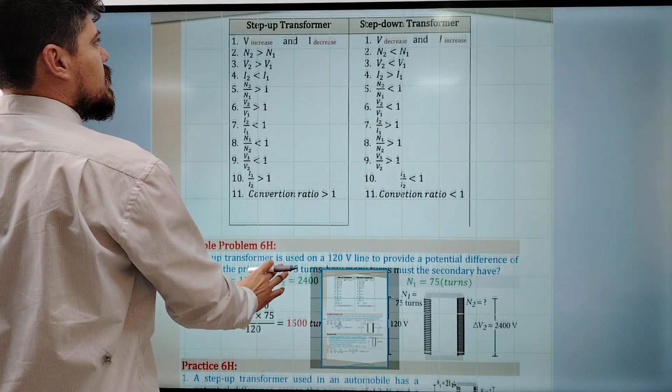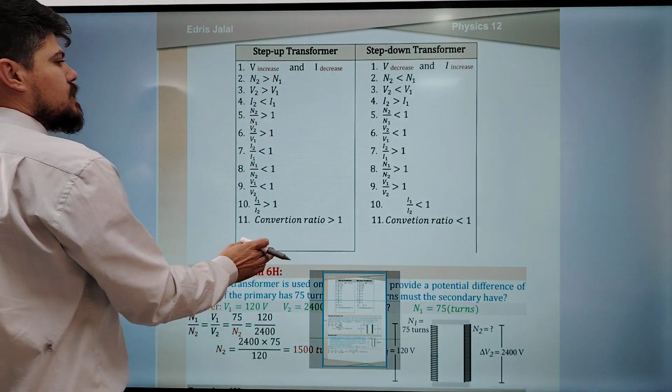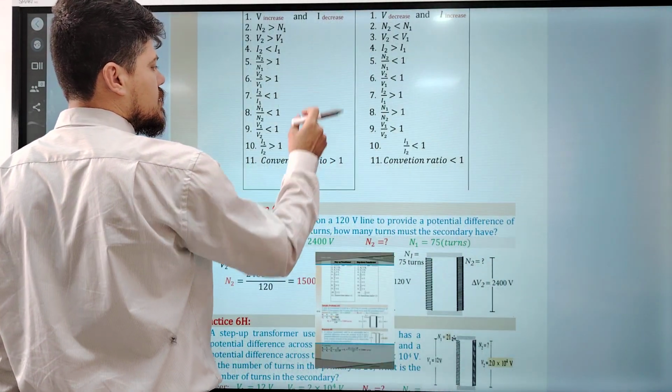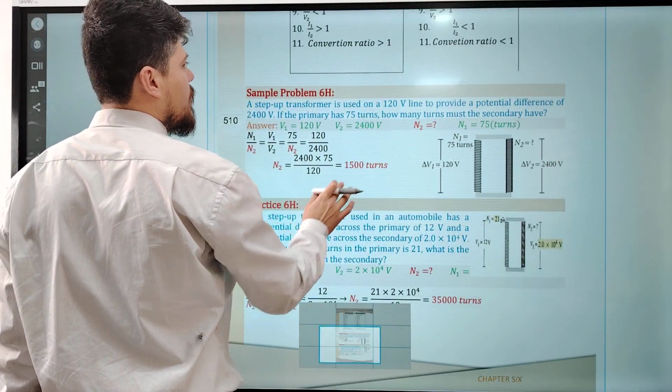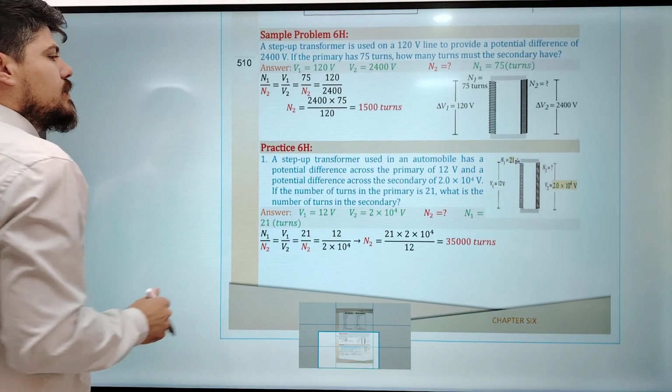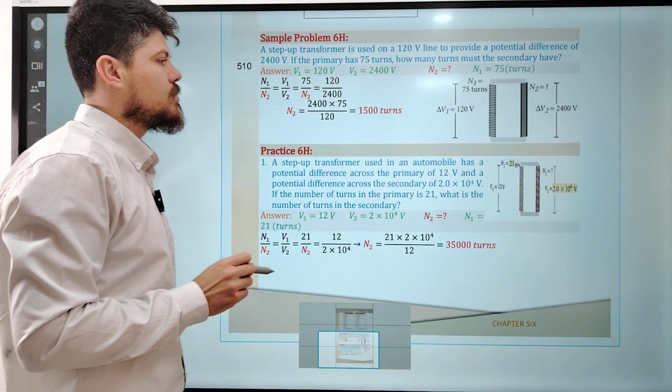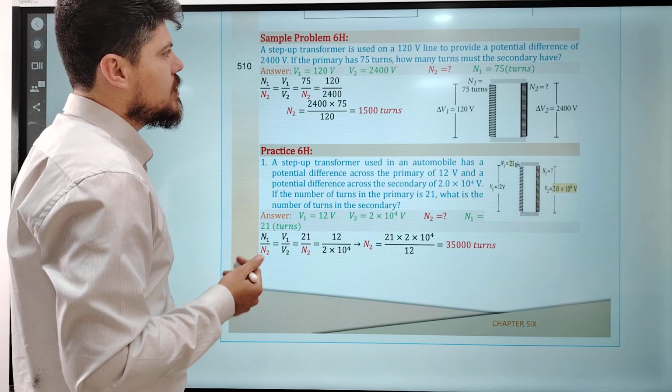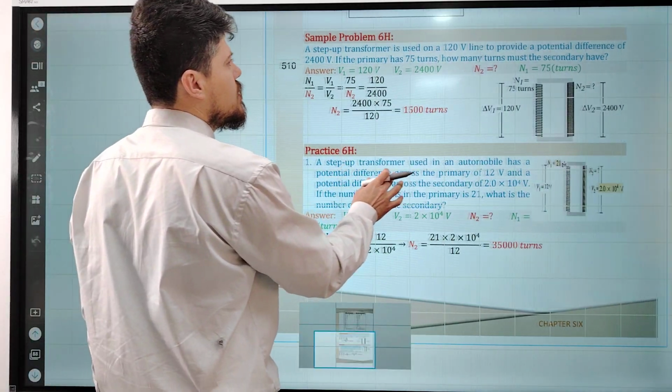So I summarized the differences between the step-up transformer and step-down transformer. You can get some advantage from this table. Let's solve the questions and the sample problem related to the transformer. It is easy, just plug into the equation.